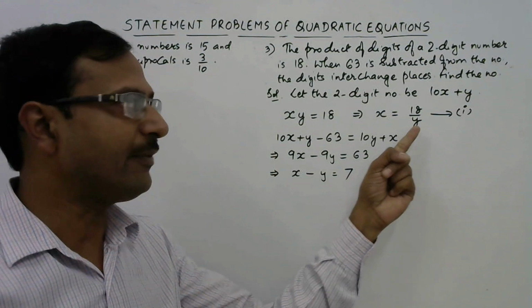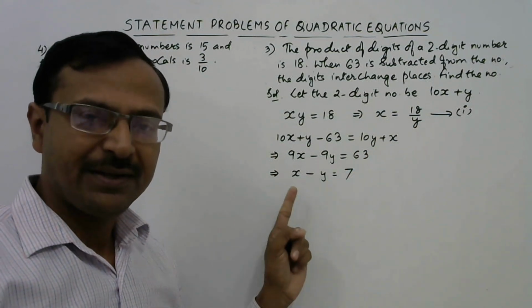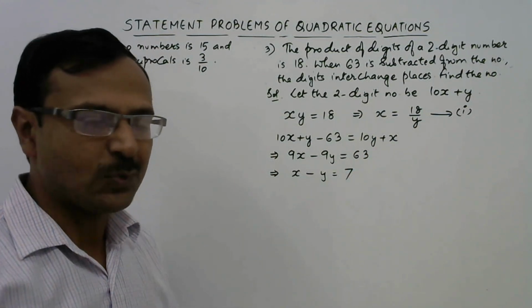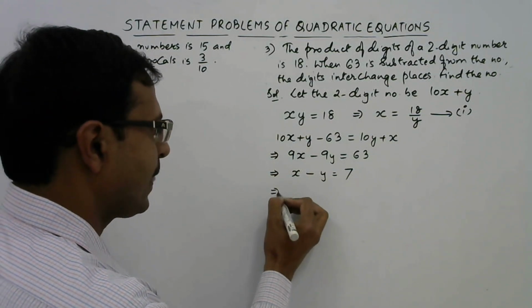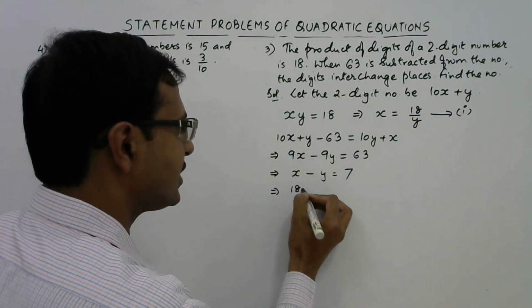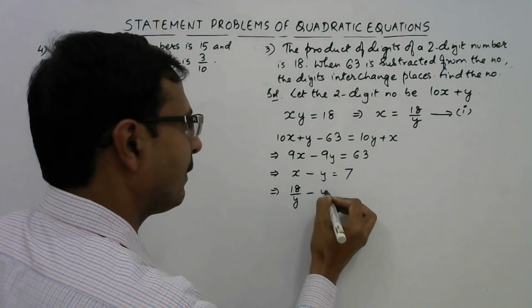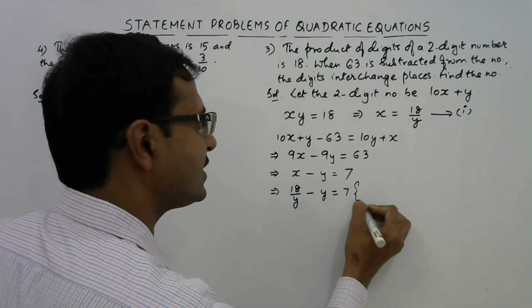Now put the value of x, 18 upon y. Here you will get a quadratic equation. So here x is 18 upon y. So just substitute 18 upon y minus y equal to 7. This is from equation 1.